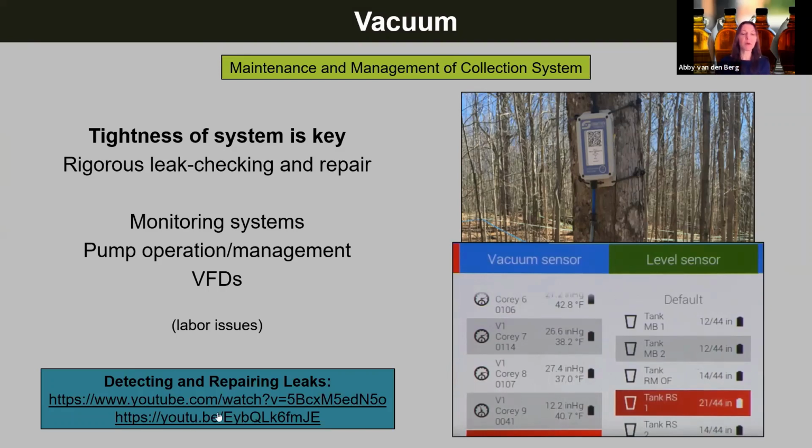We have a series of videos on the Proctor Center's YouTube page with some very helpful tips and techniques for maintaining high yields or maximizing yields. One of them is on detecting and repairing leaks, which I think is a great one, especially if you're new to maple production. It gives you some great hands-on examples and picture examples, video examples of how to best do this, and is a good starting place.